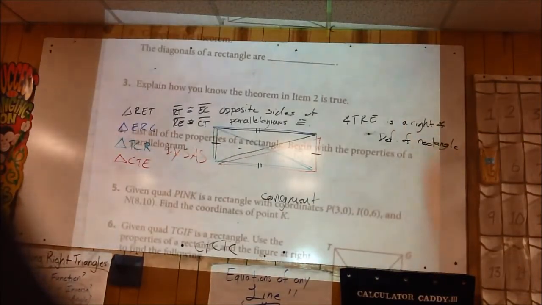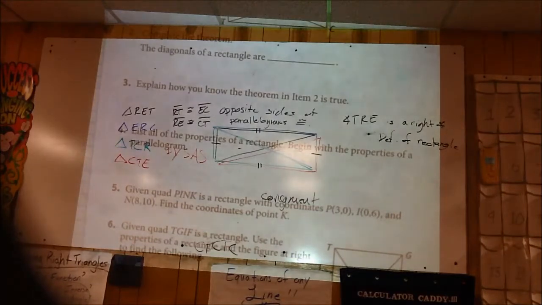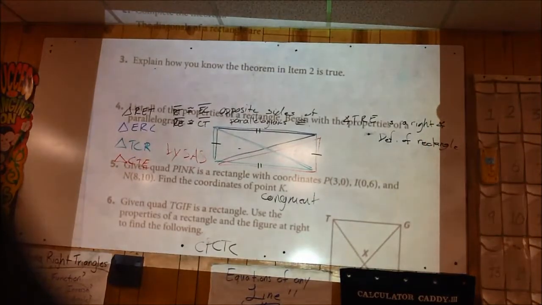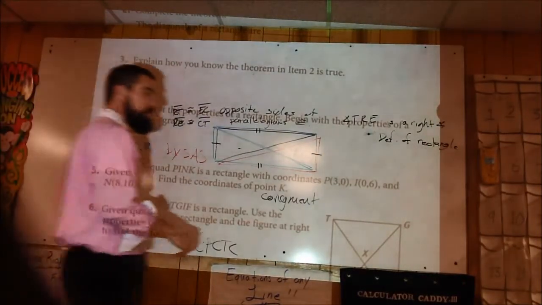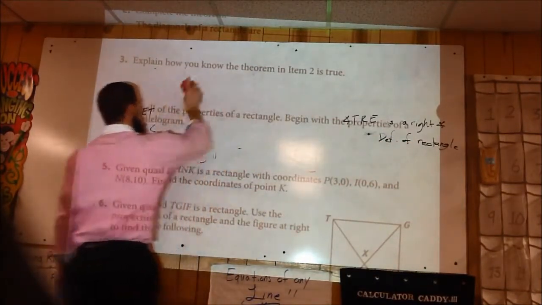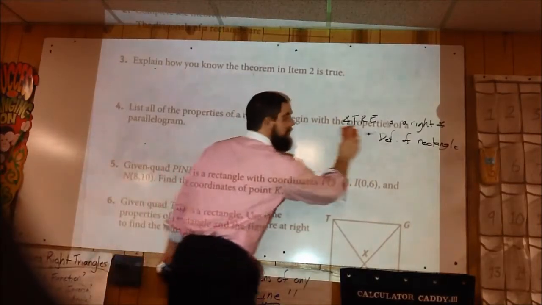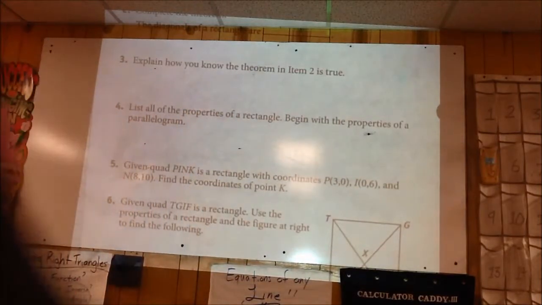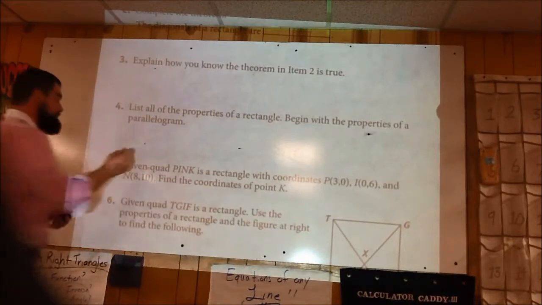Item 4. It says list all the properties of a rectangle. Begin with the properties of a parallelogram. Well, since we just got done listing all the properties of a parallelogram the other day, it's on that easel over there. We're just going to skip that and list the new properties that we know. But you cannot forget that a rectangle has all of those parallelogram properties: diagonals bisect each other, opposite sides congruent, angles congruent, consecutive angles are supplementary. The list goes on and on. But the new one with rectangle is that the diagonals are congruent. So that's a new one.